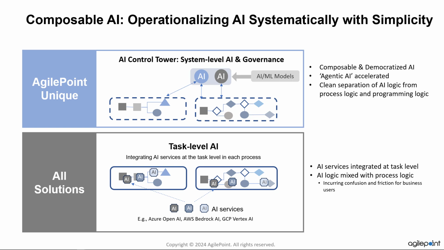Contrast that with the tiered composability that the AgilePoint approach provides, meaning that business users can now consume these AI services and bring it into their business application without expert-level domain knowledge in AI, and results in a very clear-cut separation of AI logic from process and programming logic. As a result, we're taking agentic AI to the next level. Our control towers not only monitor the entire end-to-end process, but can also monitor across numerous processes as well, and allow for a clear pathway for our customers to apply AI to their applications.